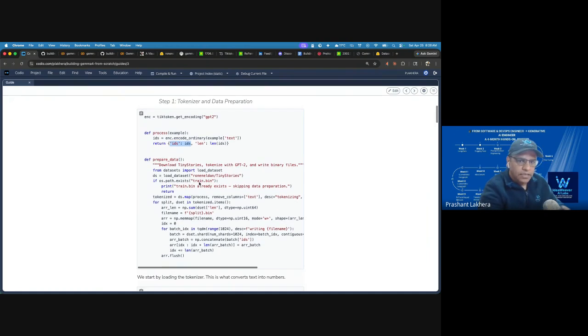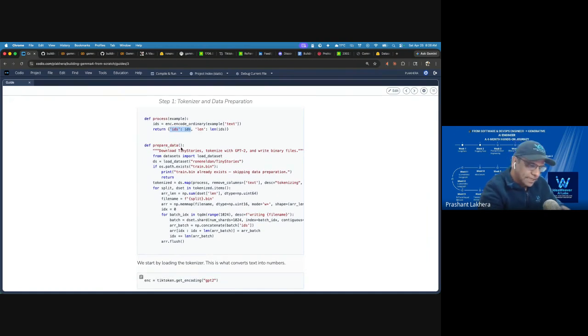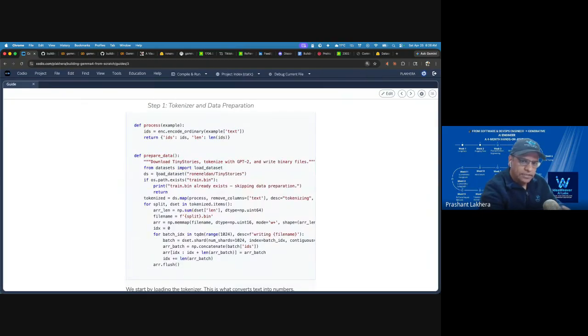Okay. The next part is to prepare the data set. In order to prepare the data set, again, I'm going to use one function from Hugging Face, which is going to download this data set from Hugging Face itself. So this line, ds equal to load data set, is just downloading that data set from Hugging Face.